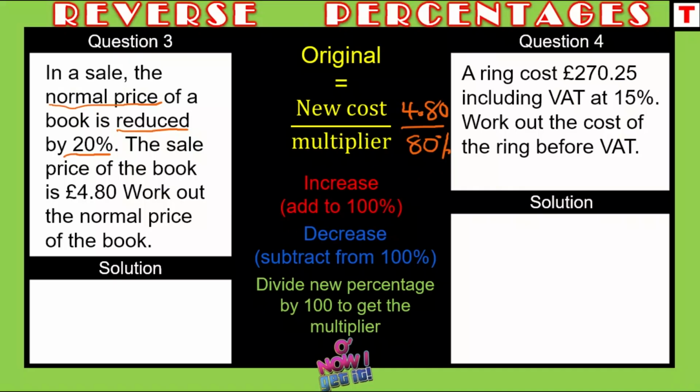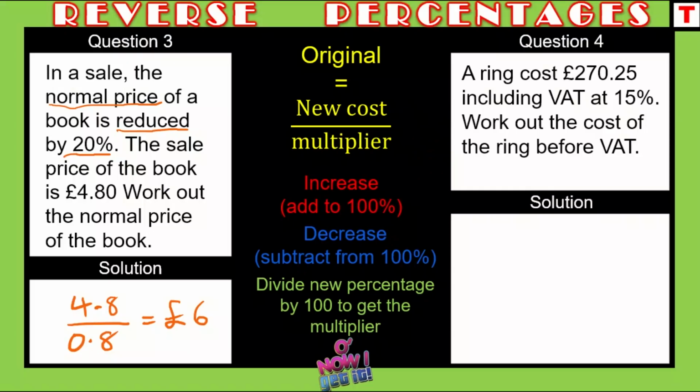Okay, so let's put this down for our solution. So we're going to have £4.80 being divided by the 80%. 80% as a decimal. We divide 80 by 100, which is going to give us 0.8. And if we did this calculation, we're going to get £6. So the normal price of the book would have just been £6. Okay. Very well done if you got that one right there. Let's have a look at this one.